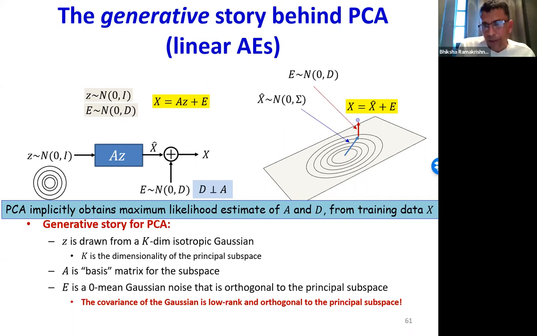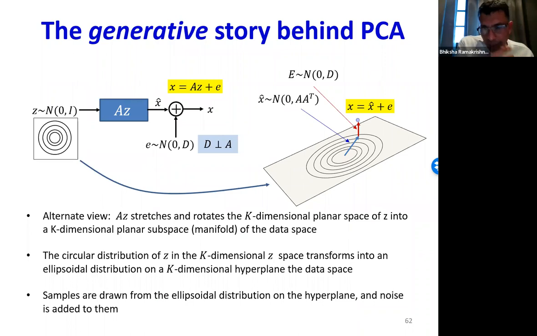Okay. All right, and so here's an alternative generative story. I can say that I have some initial space. This matrix A basically rotates and stretches this k-dimensional space and puts it into my higher dimensional data space. It's now a linear manifold in the data space. And so this isotropic circular or spherical distribution in the original space now becomes an ellipsoidal distribution in this data space. To draw any data point, I'm first going to draw some samples on the space from this ellipsoidal distribution, which is Gaussian, and then I'm going to add Gaussian noise, which is orthogonal to this.